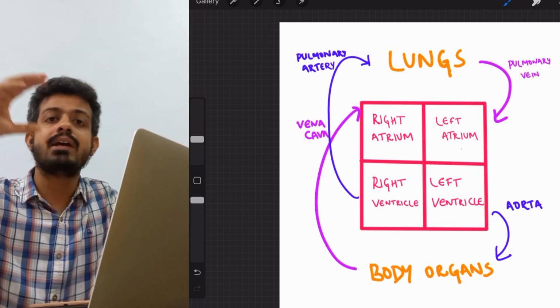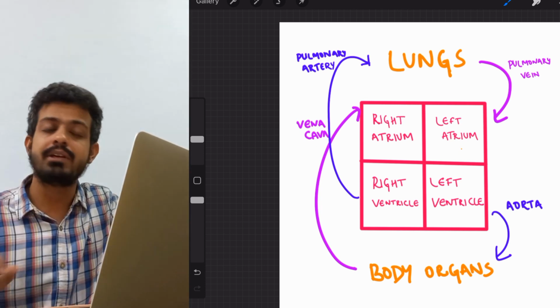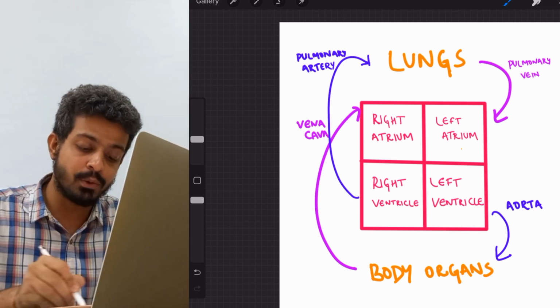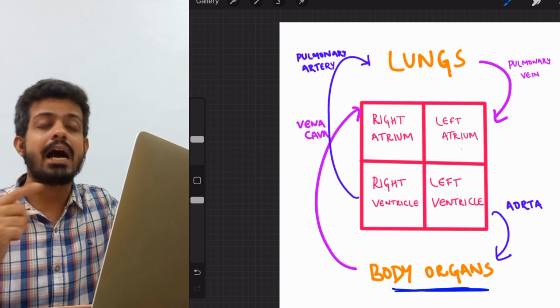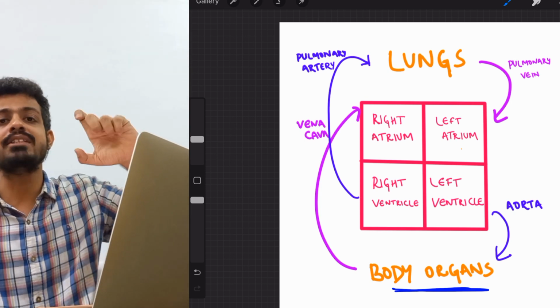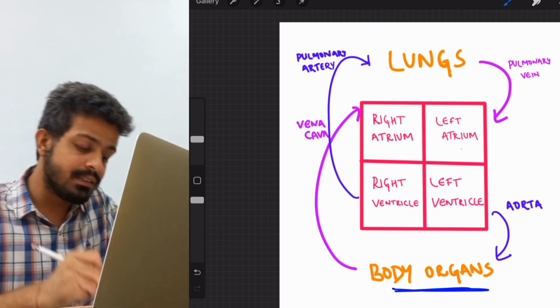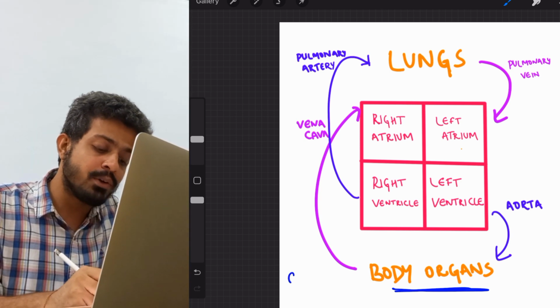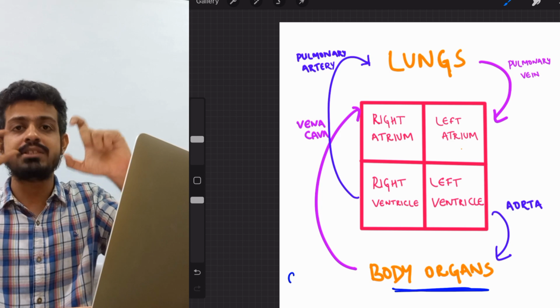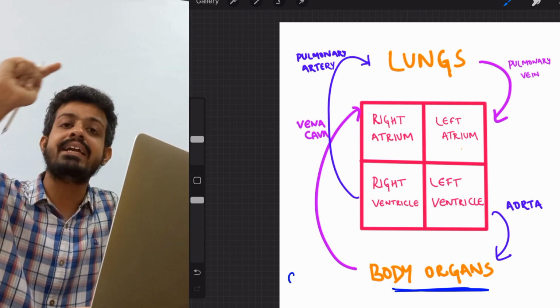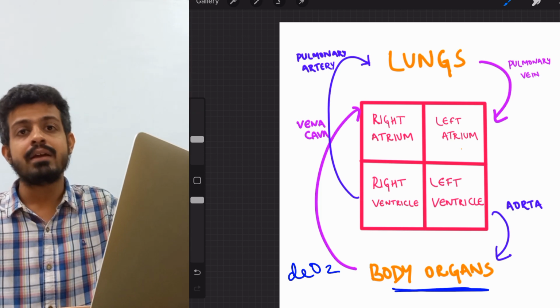The blood comes in the left atrium, goes to the left ventricle, and from the left ventricle, the blood goes into the body organs. Then after the body organs utilize some of the oxygen, the blood is known as the deoxygenated blood, because some part of the oxygen is utilized by the body parts. Then this blood goes to the right atrium of the heart.